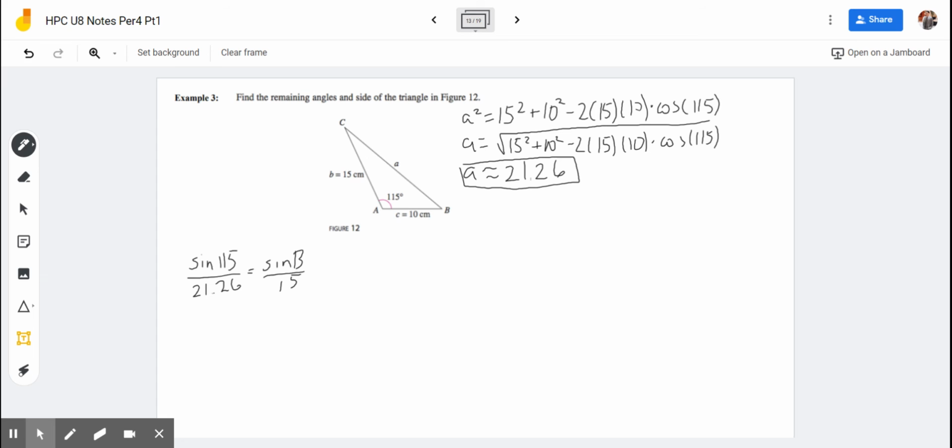So I'm going to do this in one shot. We would multiply by 15 and then eventually take the sine inverse. So it's sine inverse of 15 times sine of 115 over 21.26. So this is going to be about 39.75 degrees. So angle B.